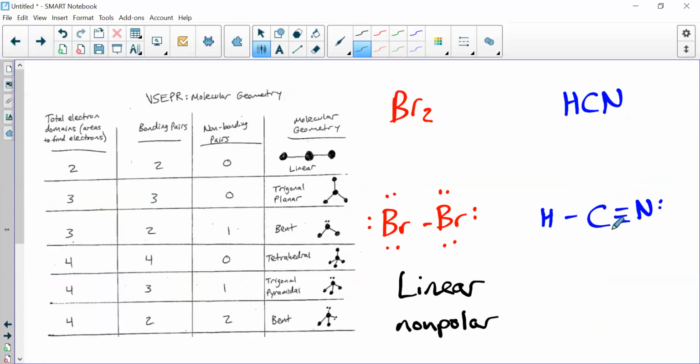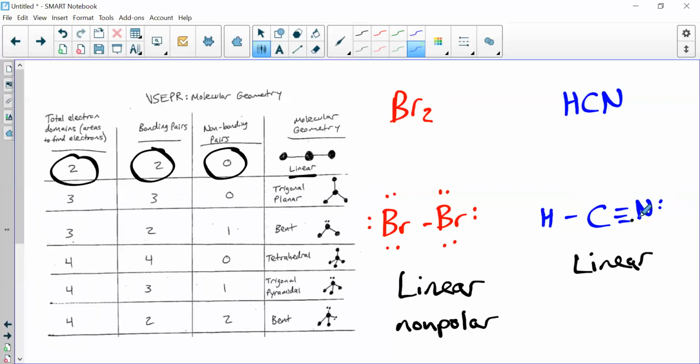HCN. Looking at the central carbon, how many electron domains do we see here? 1, 2. Just 2. Both of them are bonding pairs. No lone pairs. This is linear. Now, is this polar or non-polar? I don't see any lone pairs here, but hold on, careful. Remember, this is that asterisk exception. The H is on one side, the N is on the other.